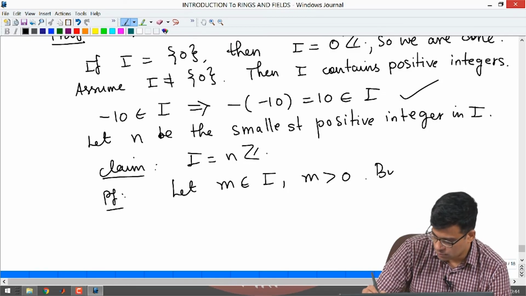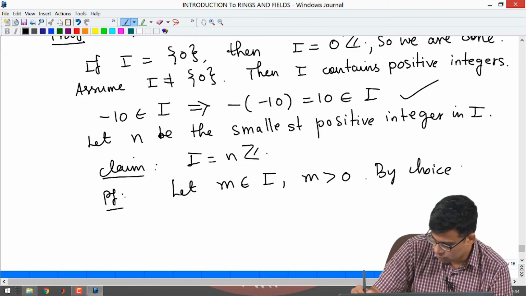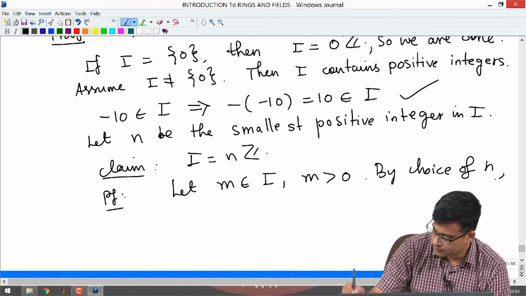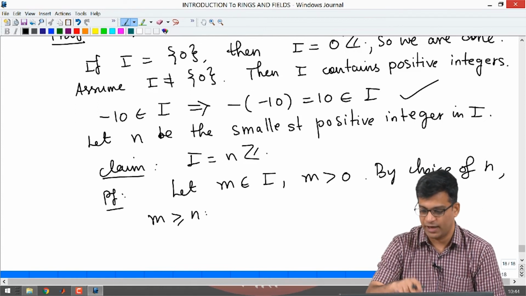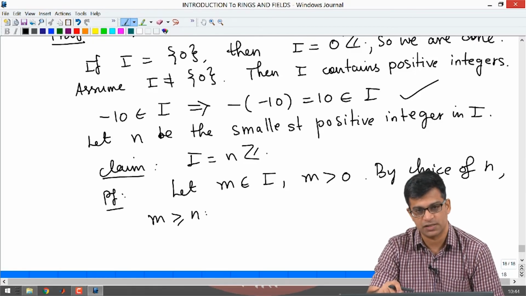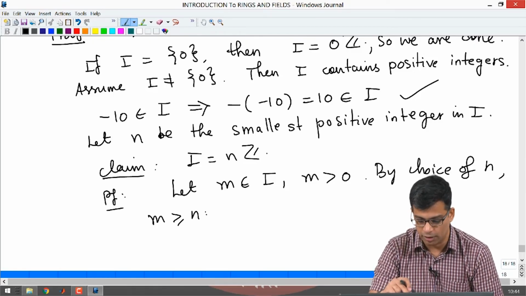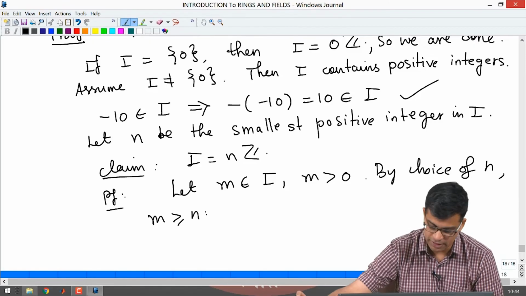By the choice of n, m is greater than or equal to n, right, because m is positive, n is positive, and n was the smallest positive integer contained in I. So, m is at least n.